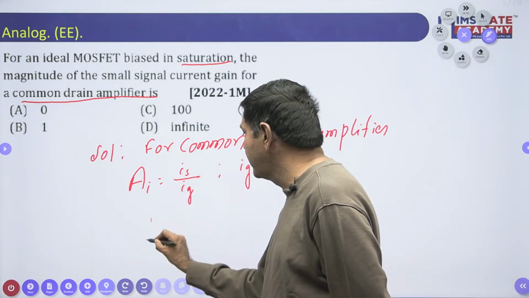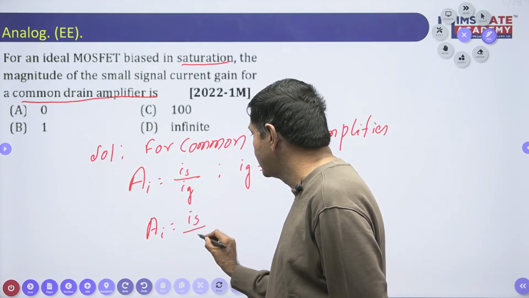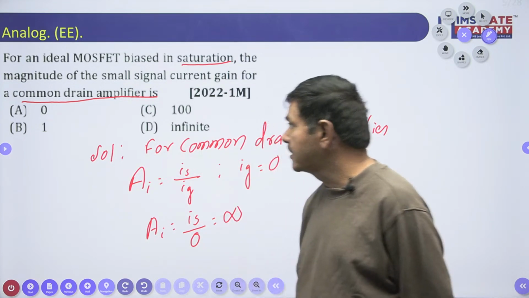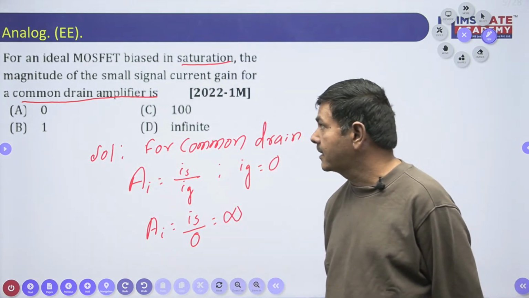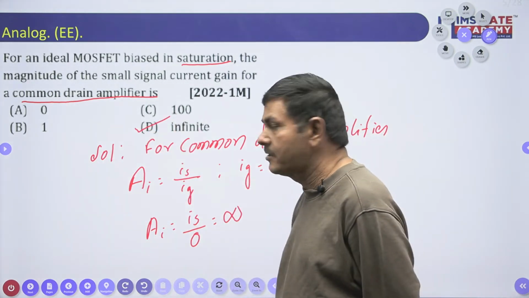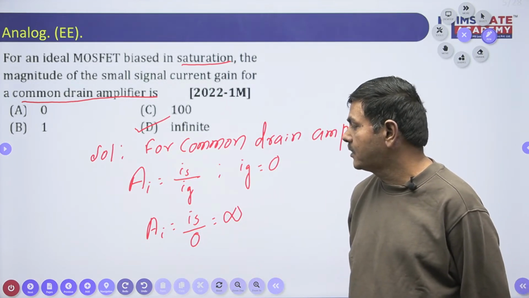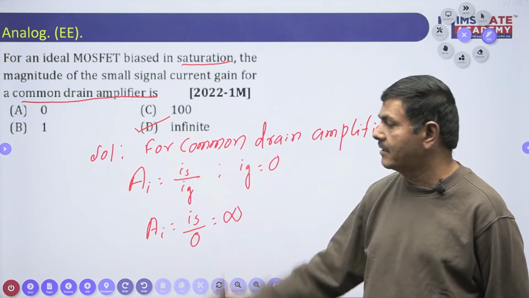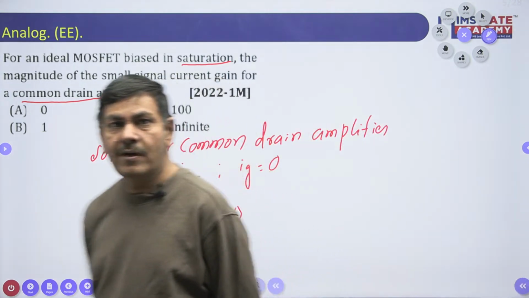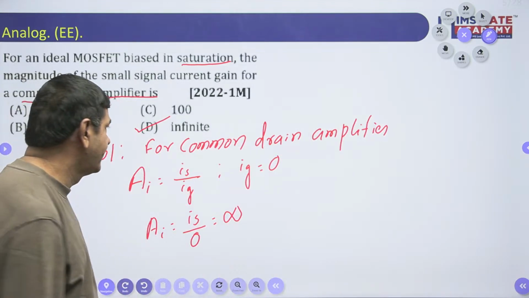So finally, current gain equals how much? IS by 0. Something divided by 0 is infinite. So which option is correct here? Option D is correct. It's a very simple question. As the gate current is approximately 0, the current gain is infinite. That is the solution for this question. I think you followed. This is the answer. Next one.